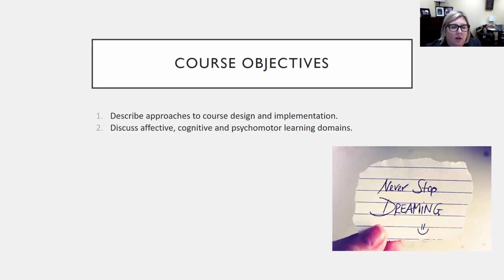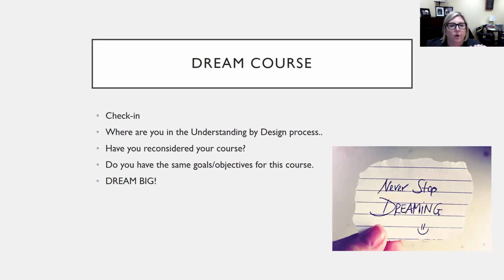Course objectives: describe approaches to course design and implementation, and then effective cognitive and psychomotor learning domains. So where we are in our course thus far, we're kind of dreaming about our course, maybe thinking about what we want to teach and why we want to teach it. And we've written some objectives, or some big picture things. I want to talk more practically this week about what designing a course would look like outside of achieving those dreams, although that is very important. I want to just talk about some logistical things and have you think about those things as you move forward.